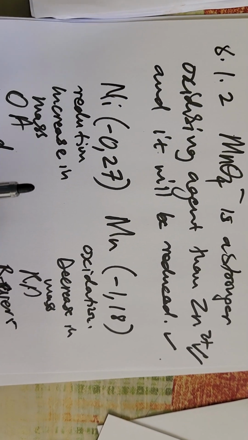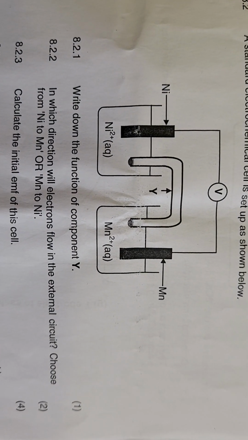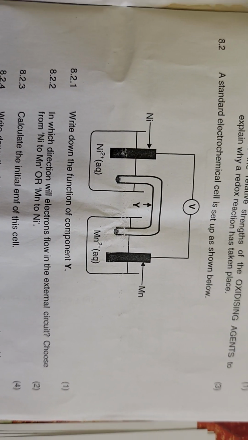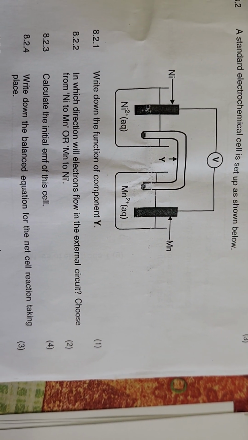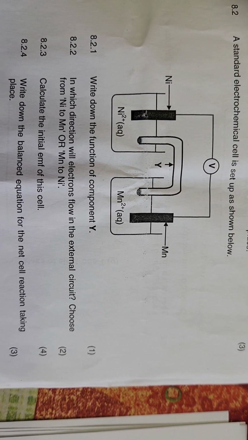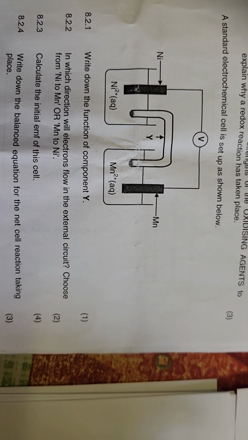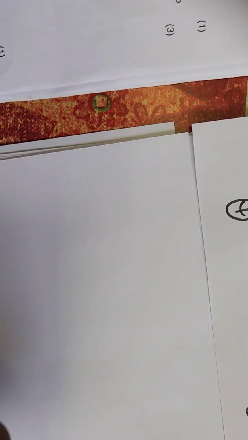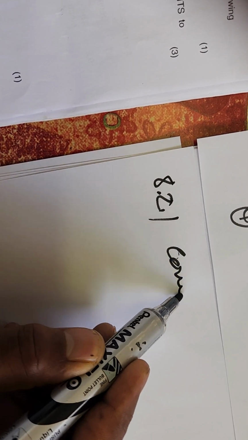Once you have analyzed that, then we can deal with the questions that follow. And also in the cell we can see that Y is a salt bridge. Now let's answer the questions after that small analysis, which is very important for every question. Before you attempt it, please analyze first. Write down the function of Y. Y is a salt bridge. A salt bridge has two functions. The easiest one, for question 8.2.1, is just to complete the circuit.